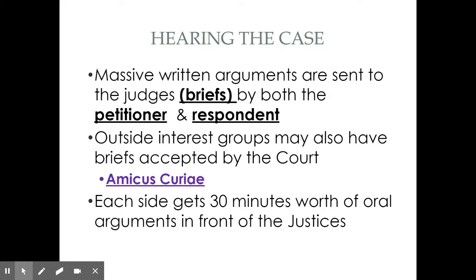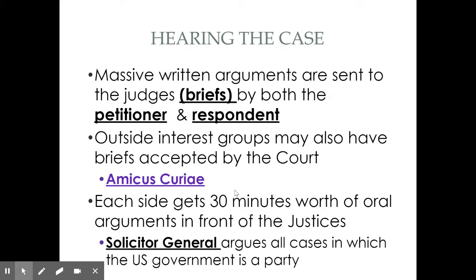So you only have 30 minutes, and you have all these things you want to tell the justices about why they should favor your side. But at any point, they can jump in and ask you questions, whether about your brief or things that you're saying, and question you about the arguments that you're making.